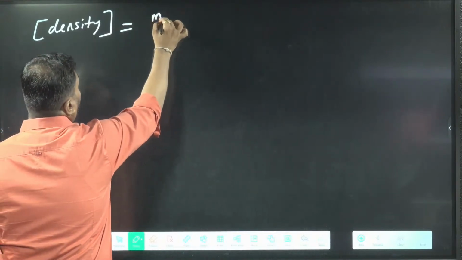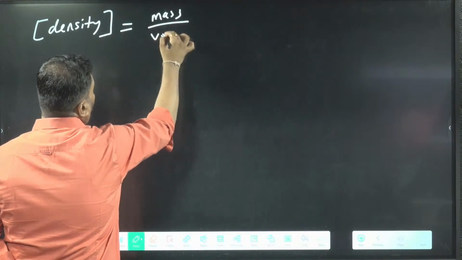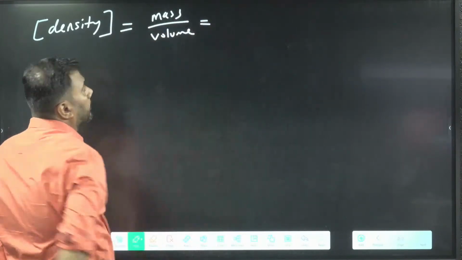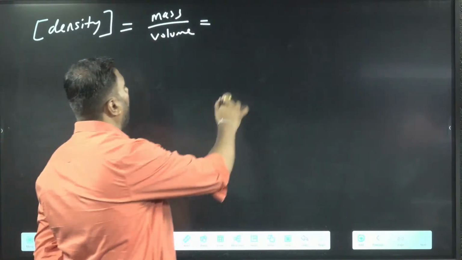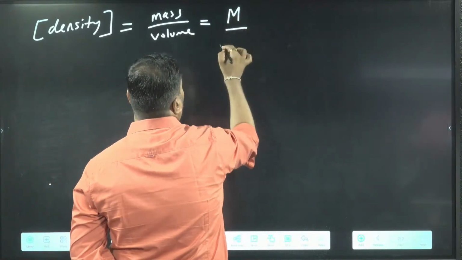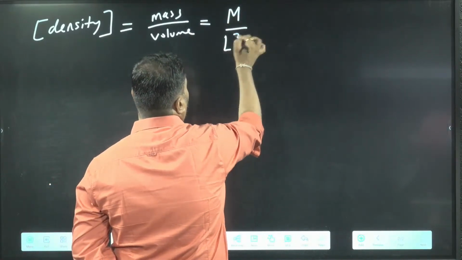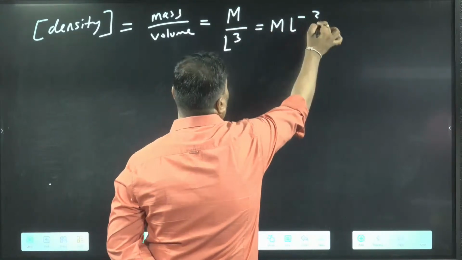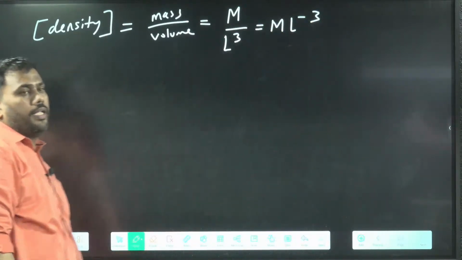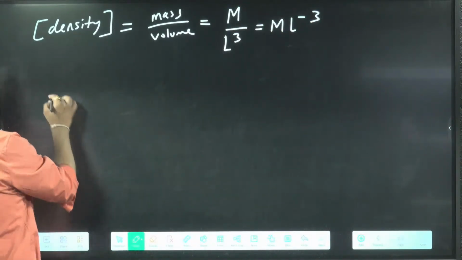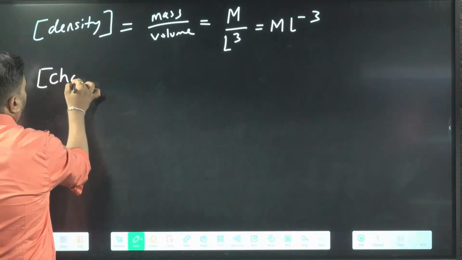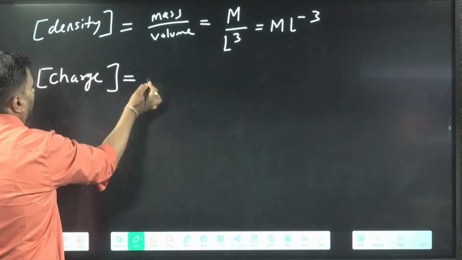Density is mass by volume. Mass is M, volume is length cube. The dimensions will be M L to the power minus 3.